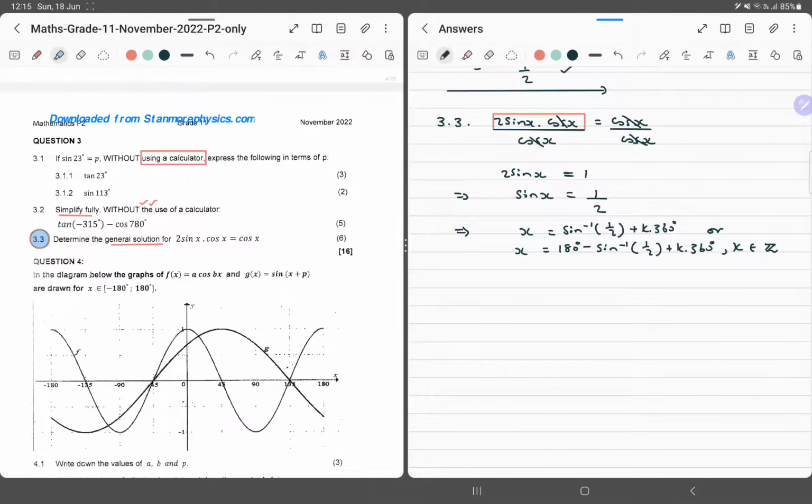Now we can make our conclusions. This implies that our x is equal to... Why do we want to prolong it? Arcsine of a half is 30 degrees, right? You can use your calculator if you're not convinced. Now 180 minus 30 is 150. So k is an element of integers. Okay, that's it.